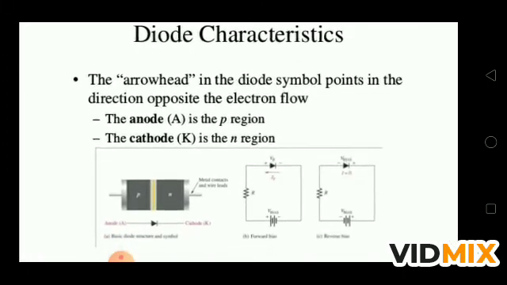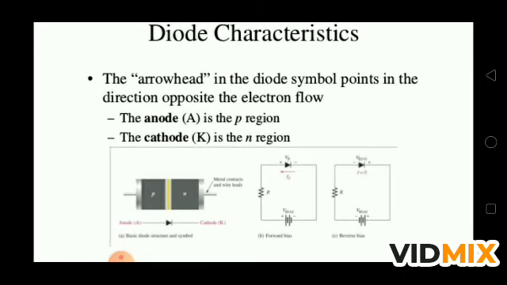Now what is the symbol for a diode? The arrowhead in the diode symbol points in the direction opposite to the electron flow. A is the anode, the triangular part is the P, and the line drawn is the cathode or N region. So this is the symbol for a PN junction diode. And if you see the circuit, in forward bias, the P is connected with the positive of the source battery, and in the reverse bias the P is connected with the negative of the source battery. So reverse bias and forward bias is now very clear, that is how we can connect reverse bias and forward bias of a PN junction.